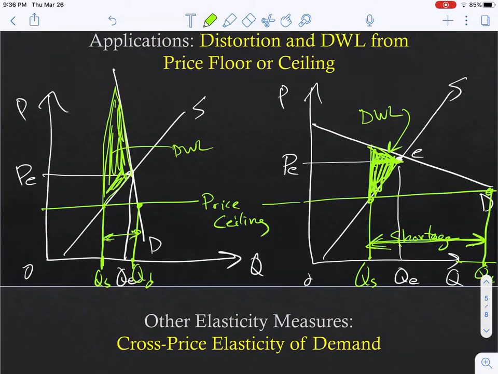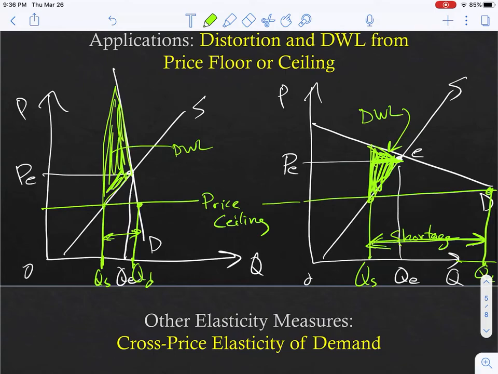What drives those differences? The distortion and the size of the deadweight loss depend on the price elasticity of demand, and similarly on the price elasticity of supply. You could redraw these same two graphs and change price elasticity of supply across the two of them and look at the difference. So those are just a few examples of why this is important, right, and why we talk about elasticity.